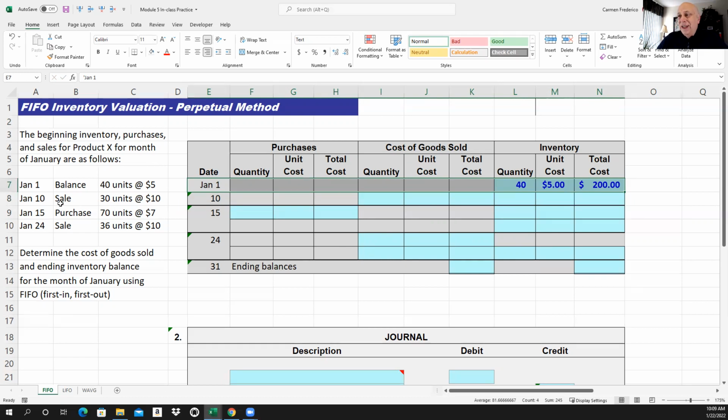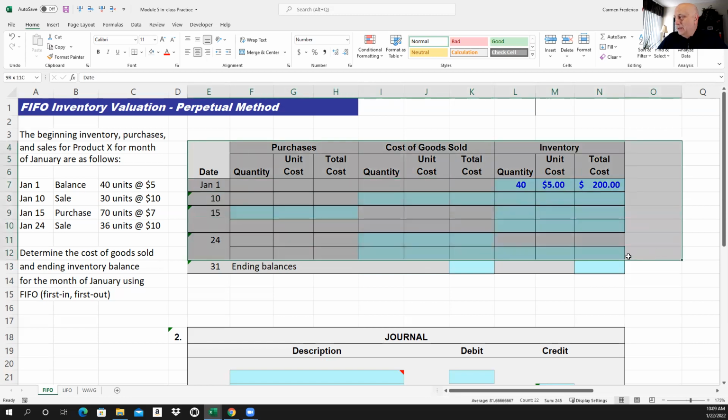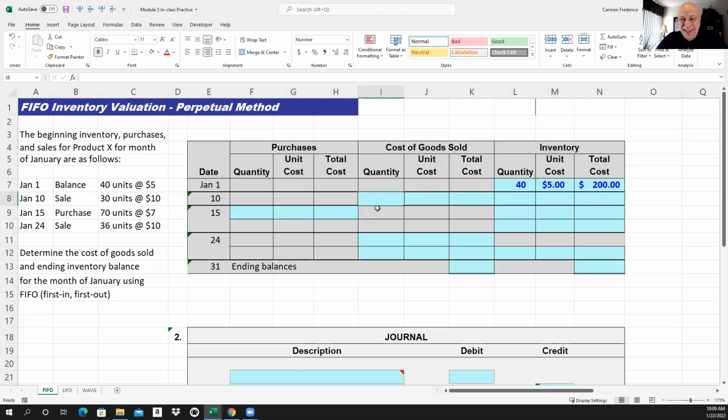On January 10th, we sold 30 units. So in this cost of goods sold column here, we're going to keep track. Think about this as like an inventory ledger, inventory card, if you will. In the system, it's all behind the scenes in the computerized system, but this is what it looks like going on behind the scenes. So in the cost of goods sold section, you have 30 units coming out. And what cost? Well, we only have one layer and it has to be at $5. What else could it be? All right. So our total cost of goods for that sale would be $150.